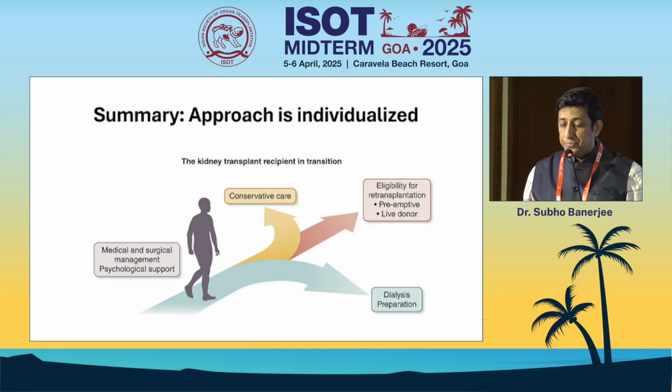So in summary, the patient's journey is not a single stop. It's not a one-size-fits-all kind of thing. Medical and surgical management, psychological support, that is supposed to be the beginning. We need to individualize all these patients, understand what is their problem, their concerns, address them one by one. And the options are conservative care, a very early push towards retransplantation, because that is probably the best option that we have, prepare them for dialysis, and then find an acceptable path.